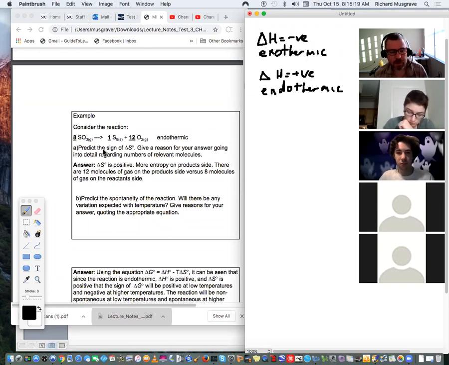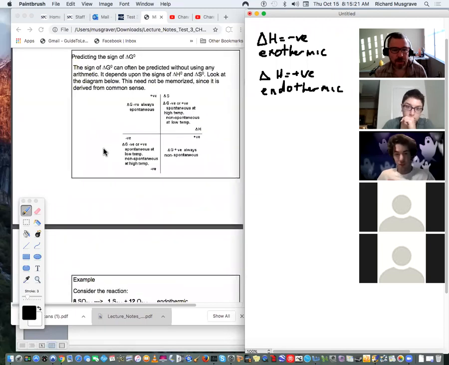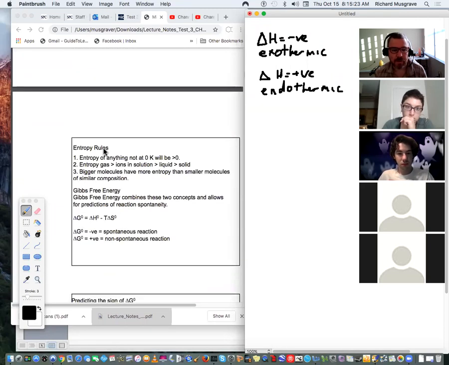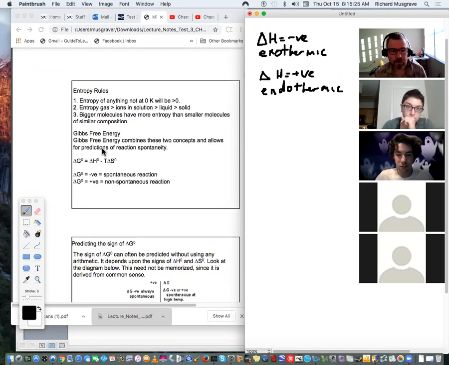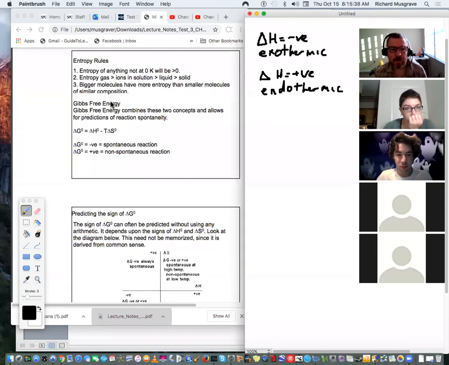Now I gave you a bunch of rules earlier about entropy, and I'm going to return to those up here. And the one I'm really referring to here is entropy of gas is greater than ions, is greater than liquids, is greater than solids. So I went through all this the other day. But the point is that the gas is going to be greater than aqueous liquids and pure liquids than solids.